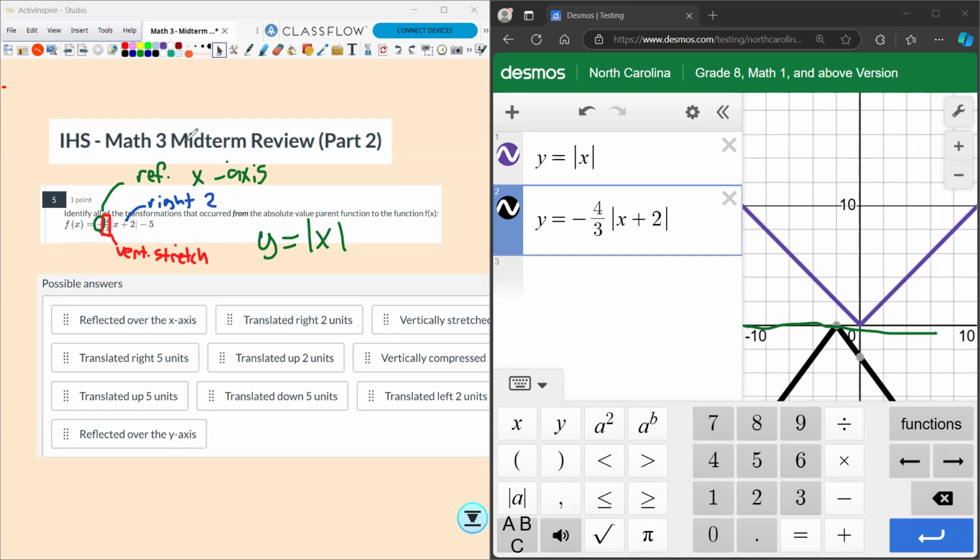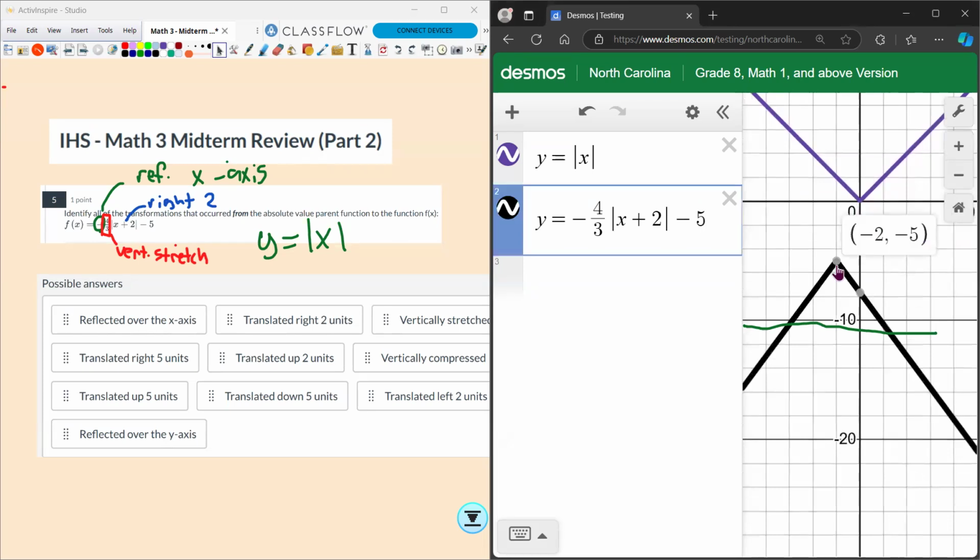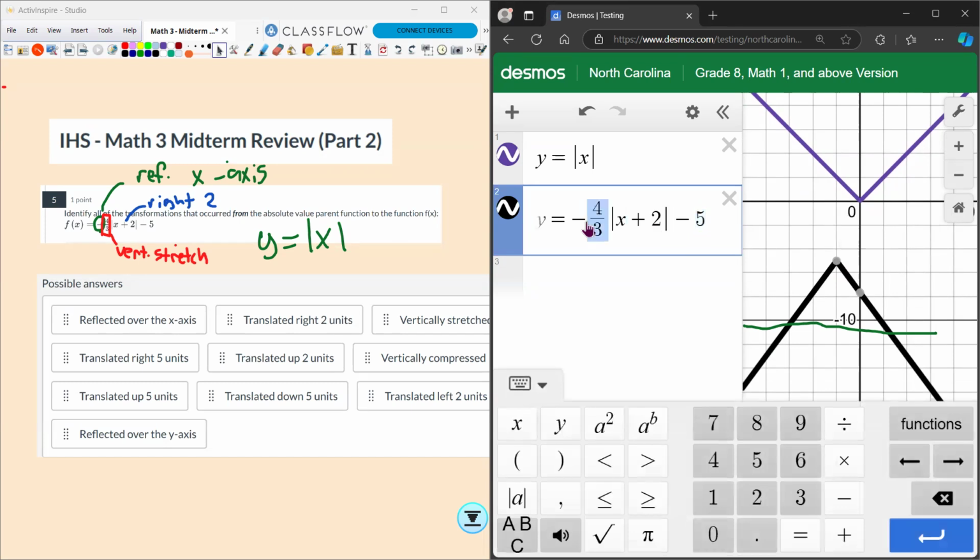So that minus 5 at the end is going to take it, in this case, down. And so let me go over here and you can see it shifted down exactly 5. So left 2, down 5, reflected over the x-axis and vertically stretched because 4 divided by 3 is bigger than 1.